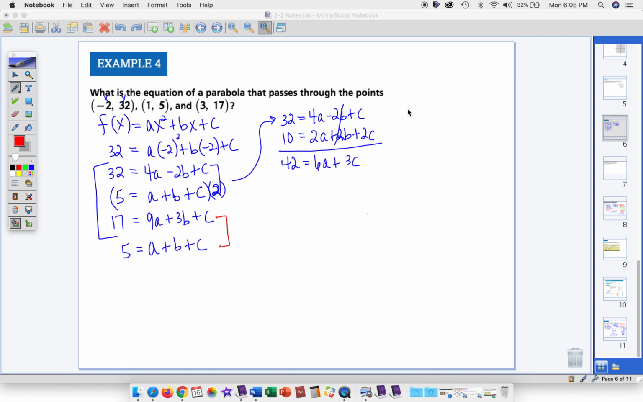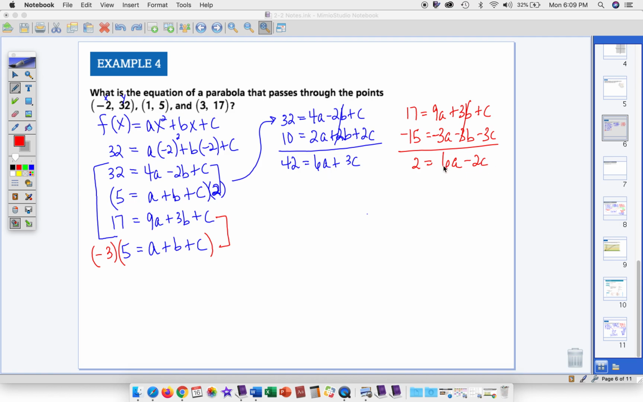So I'm going to rewrite the first one. 17 is equal to 9a plus 3b plus c. And I'm going to multiply this equation by -3. Again, every term gets multiplied by the -3. So that's -15 minus 3a minus 3b minus 3c. The b's drop out, and then when we add these up, we're going to get 2 equals 6a minus 2c.